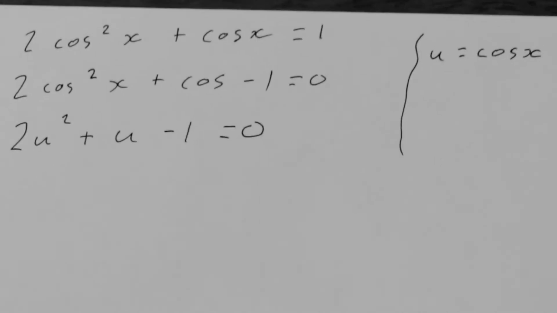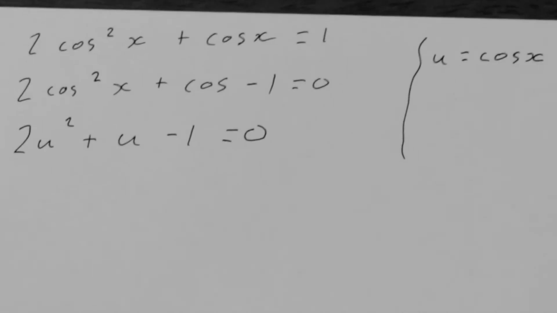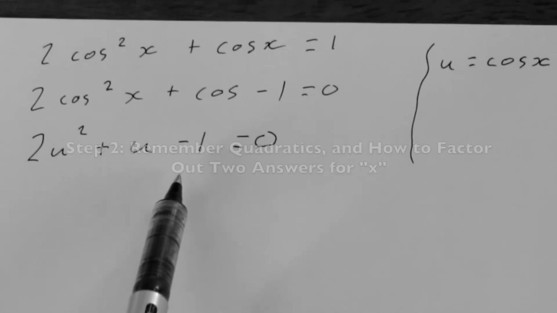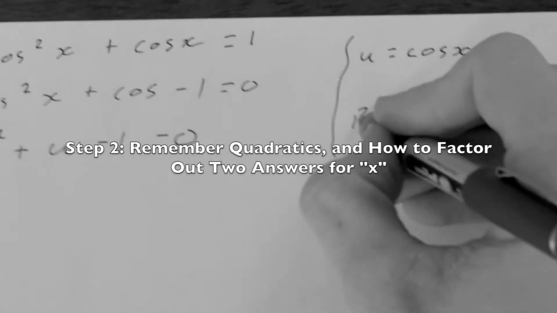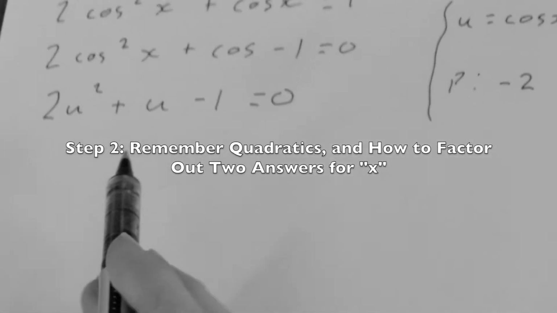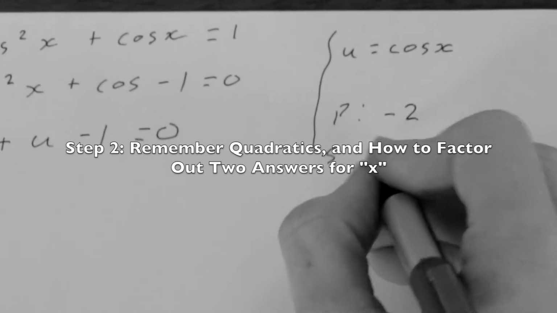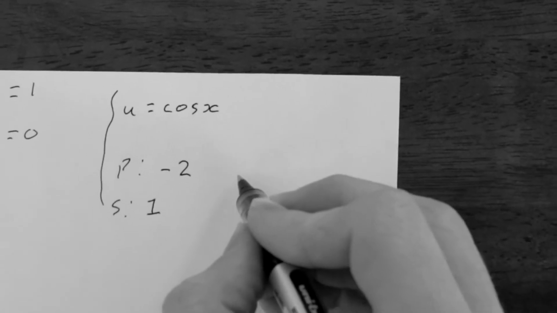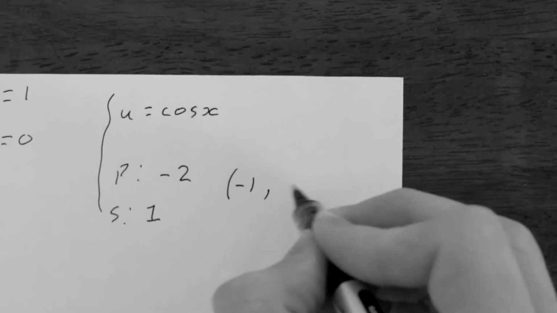I remembered my learnings from the first semester. To solve quadratics, we must find two numbers that multiply to equal a times c, in this case, -2, and add to equal b, in this case, 1. The solutions seemed obvious to me, -1 and 2.